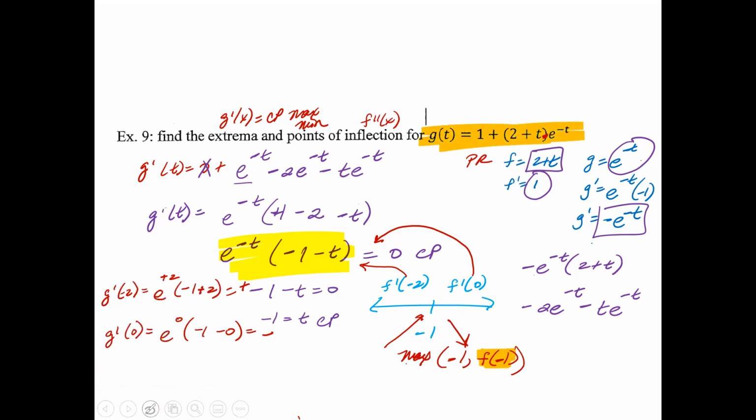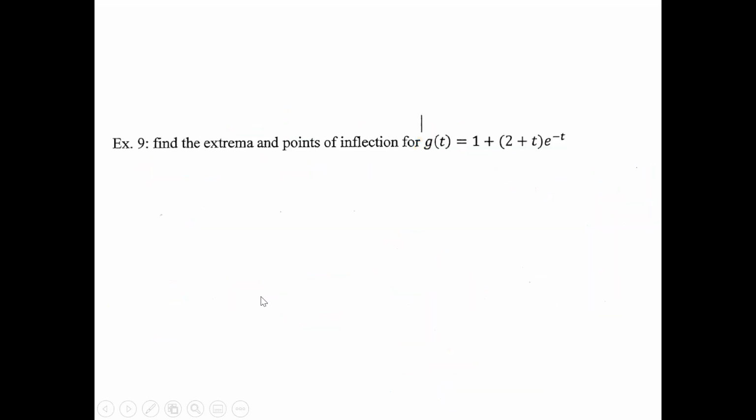Pause the video, go ahead and plug that in to see if you know what the y value is. And you should get a negative 1, 3.72. And this is your point where the maximum is. Okay, so now that you know that this is your first derivative, you can continue on with this equation and find the second derivative, which is point of inflection.